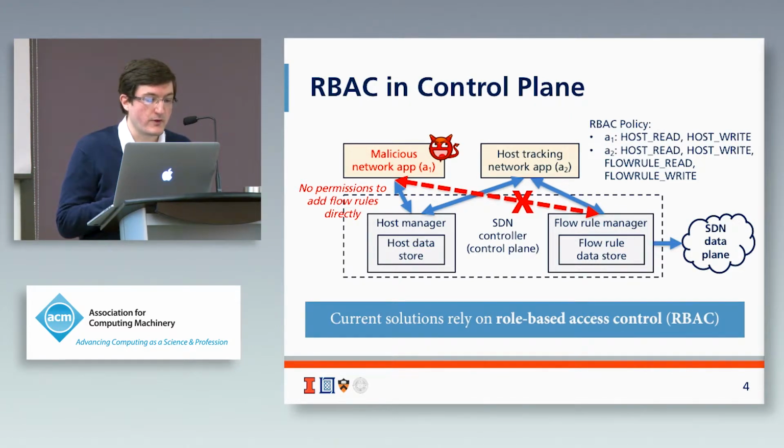So for instance, we have a malicious application A1 that can read and write to the host data store through the host manager of this controller. And I also have a host networking application that can not only do host reads and writes, but also can read from and write to different flow rules in the network. And so we see here that the malicious network application can't directly write to the flow rule manager to affect flow rules in the data store, to affect eventually what happens in the SDN control plane.